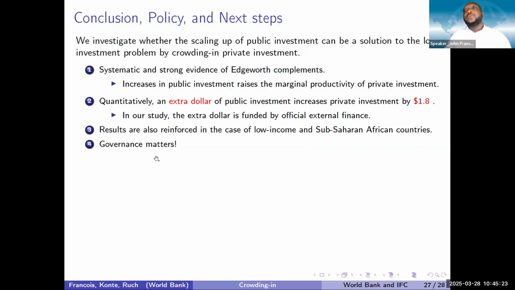One of the key conclusions from the work and the paper is that governance matters, in the sense that we show that countries that have stronger corruption control, which often is also correlated with other things like strong regulatory quality, political stability, amongst other governance factors, tend to see a stronger crowding-in effect in that context.